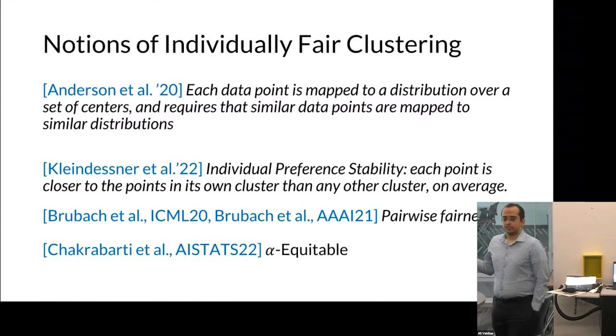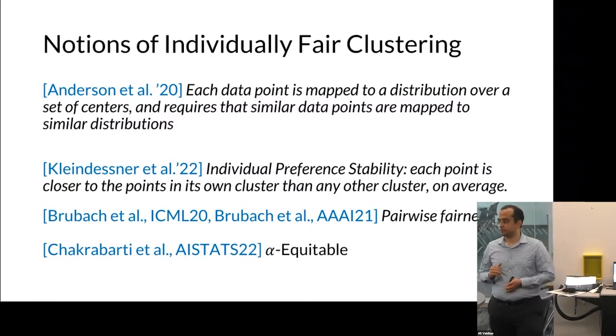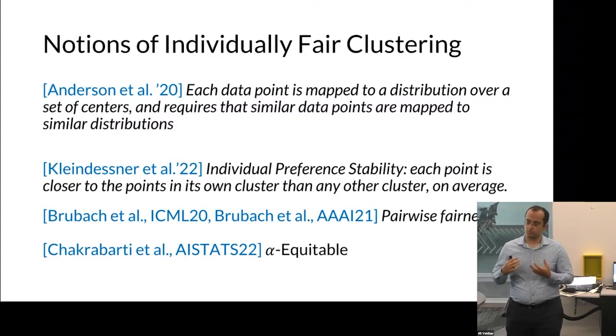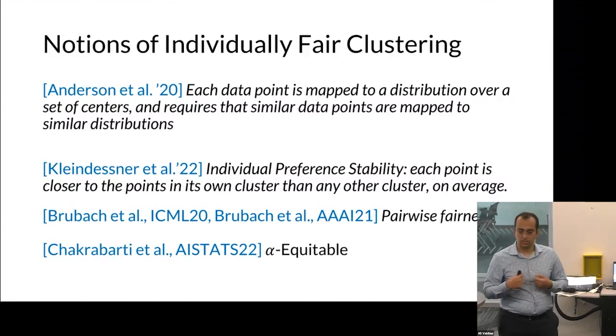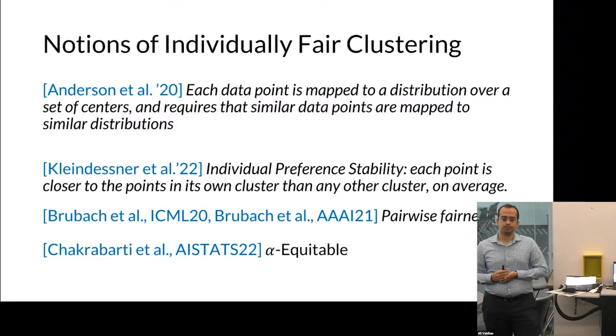So basically these are four definitions. In particular, the last two are trying to follow the initial definition of individual fairness, which says that similar individuals should be treated similarly. They're trying to formalize what it means for points to be similar and what we expect the similar treatment to be. So it's more like a supervised learning type of approach.